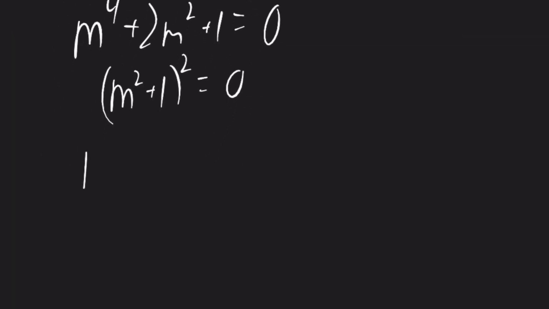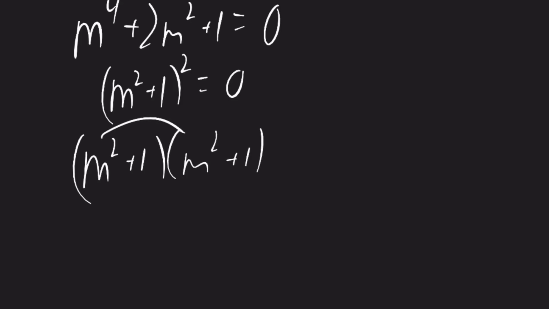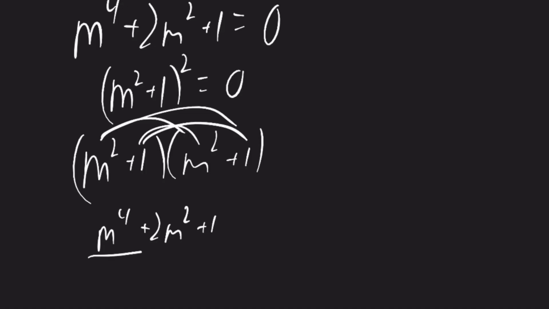To test this, all we need to do is multiply it out. So it'll be m squared plus 1 times m squared plus 1. We can multiply both of these m squared together. It'll be m to the 4. We can multiply m squared by 1 and 1 by m squared. That'll give us 2m squared. And lastly, we can multiply 1 by 1. That'll give us 1. This is our auxiliary equation.